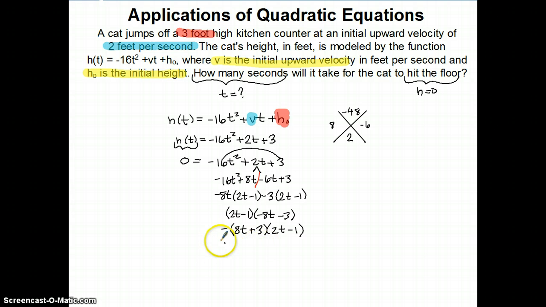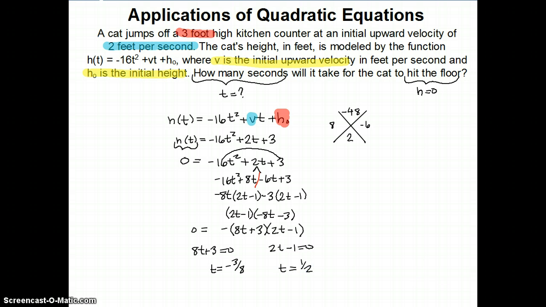Now we need to solve for t. So I take each factor, set them individually equal to 0. So 8t plus 3 is equal to 0, or 2t minus 1 is equal to 0. Solving on the left, I end up with t equals negative 3 over 8, and on the right when I solve, I find t equals positive 1 over 2.